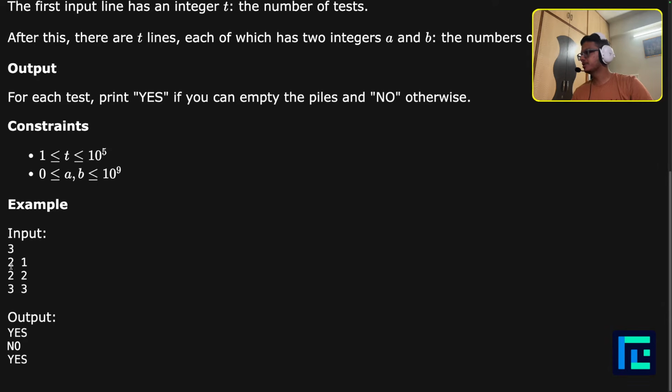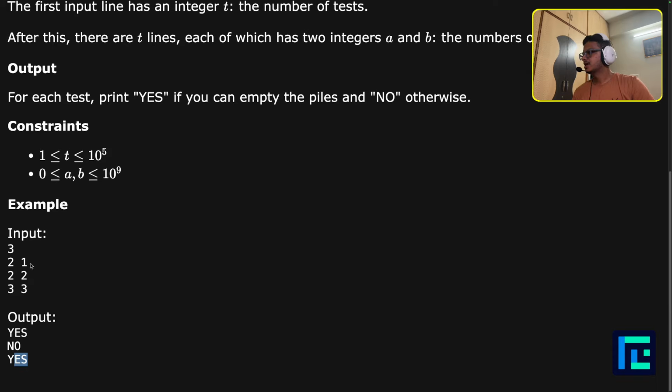Examples are given. For example, here 3 is the number of test cases that will be given to you, and the first is 2, 1. So you can just remove 2 from the first pile and 1 from the other pile. Of course, the answer is yes, in just one move you can empty both the piles. Similarly here, first you remove 1, 2 and then you remove 2, 1, or vice versa, and then you will have emptied the piles.